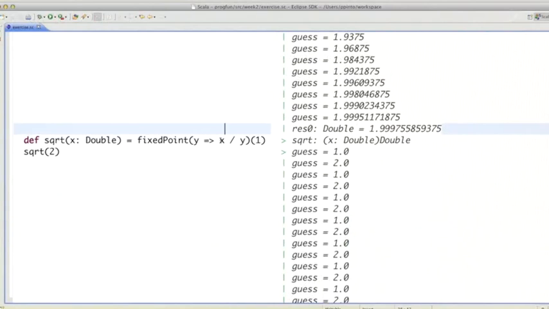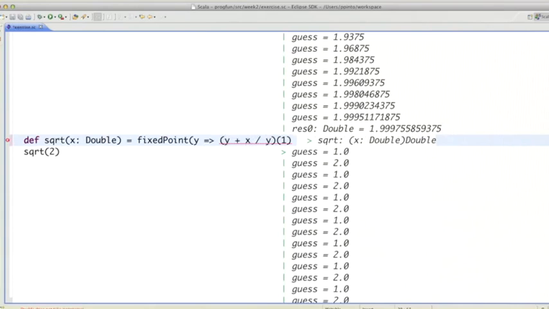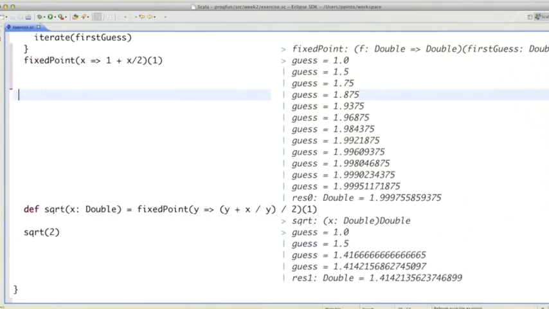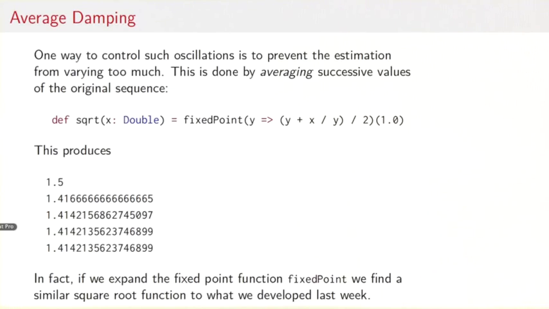So what we want to do is, instead of saying x over y, we want to take the average of the two values. So that would be y plus x over y divided by 2. And we get back to the square root functions that we've seen in the first week. In fact, if we expand the fixed point function and plug in the definition of this average damping function for square root, then what we will find is that we get back a very similar square root algorithm to the one we've seen last week. So it's no surprise that we get the same results back.